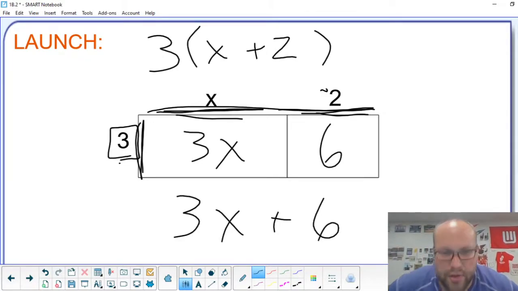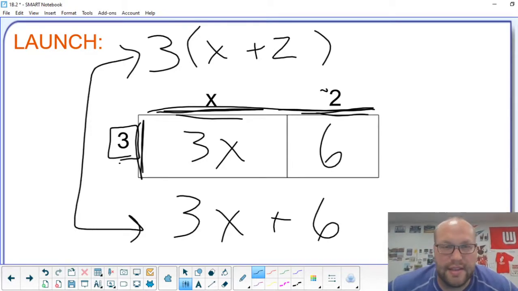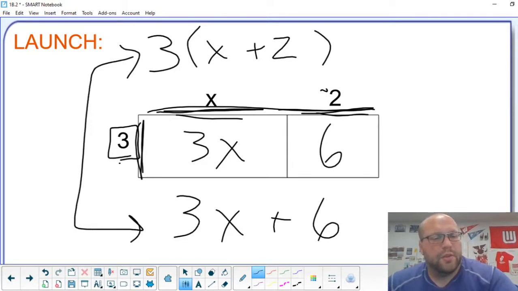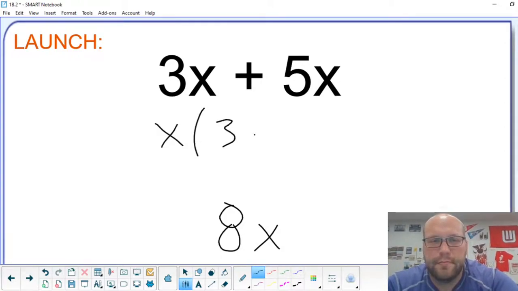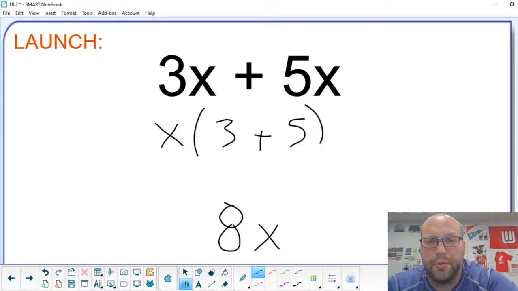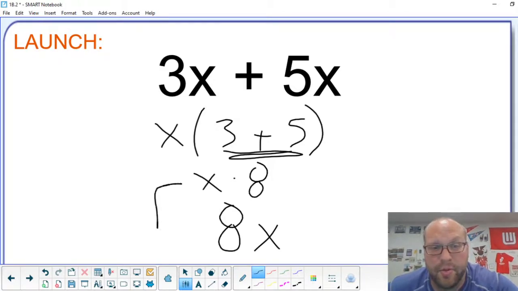Okay, so we did this a little bit yesterday, so this is kind of revisiting things. These two are equivalent expressions, and that's an example of the distributive property. So going back to this example of 3x and 5x, this is really an example of something like this, where x is being multiplied by both 3 and 5. So x times 3 plus 5, well, what's 3 plus 5? That's 8. x being multiplied by 8. And then, of course, we know x times 8, 8 times x, same thing. That would be our commutative property in action.